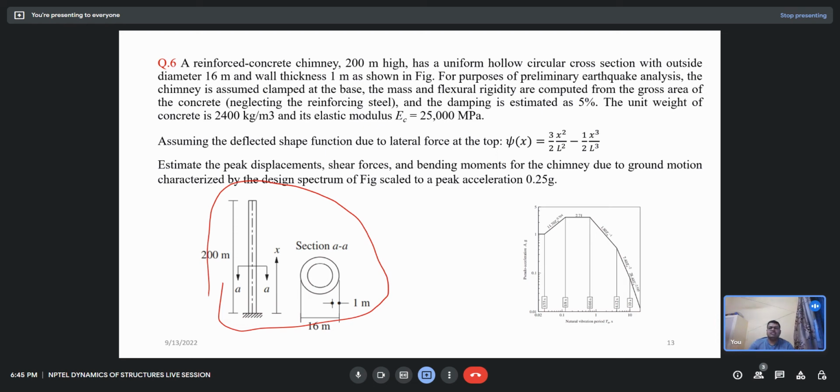So, estimate the peak displacement, shear force, and bending moment for the chimney due to the ground motion characterized by the design spectrum, as the peak deformation is shown. Peak acceleration is scaled to 0.25. We have to do the same steps which we have done in question 3. The only thing is that this is a continuous system.